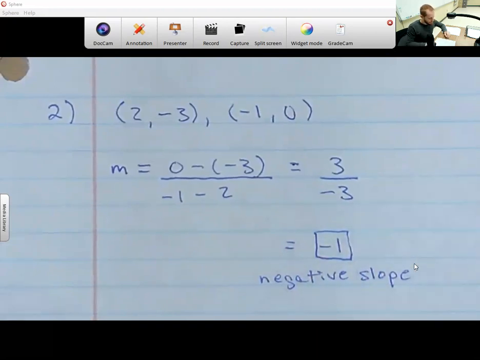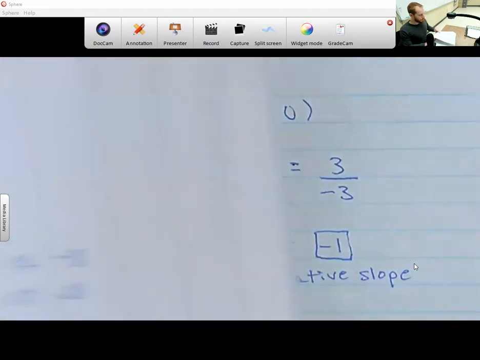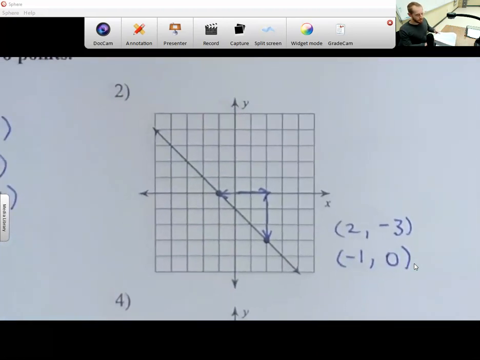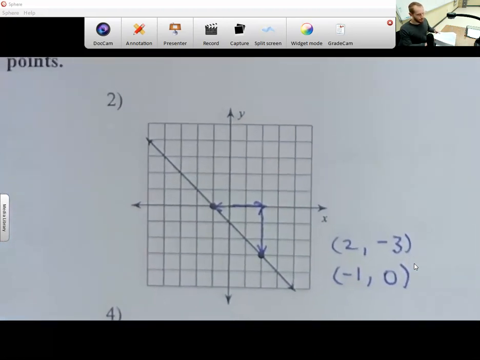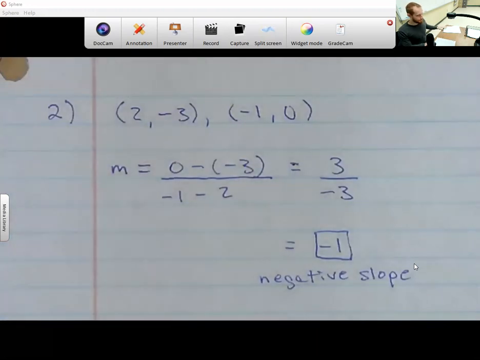Negative slope. That means that my line is going to be going down from left to right. And if we take a look at the graph again, indeed, it does go down. So it kind of matches up. So that's the answer for number 2. My answer is -1.